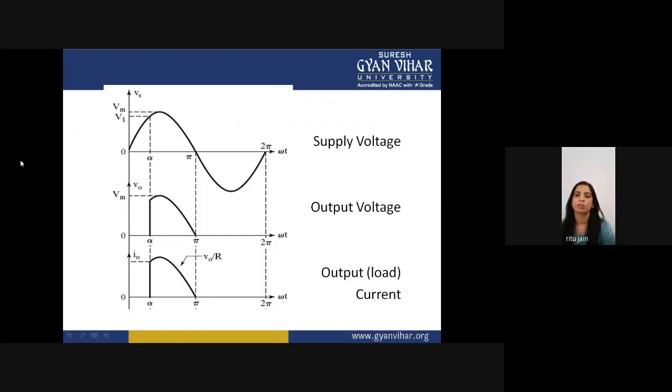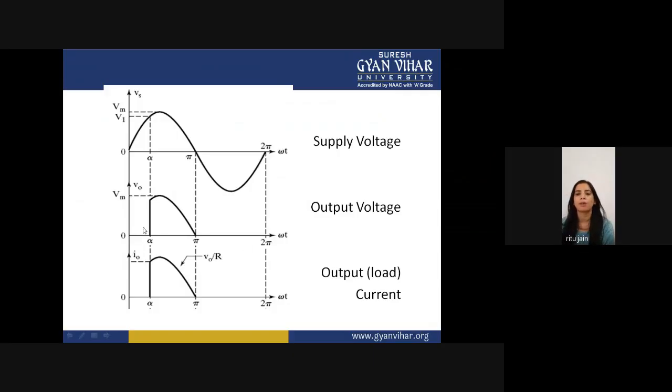For the positive half cycle, only one SCR will work, and you can see this point alpha. Alpha is your triggering angle or firing angle. Basically, this is called the firing angle in an SCR. It may be less than 90 degrees, as you can easily see from the diagram. It may be 10, 20, 30, 40, 50, 60, 70, 80, or 85 degrees, any angle you want, depending on how much voltage you require in the output.